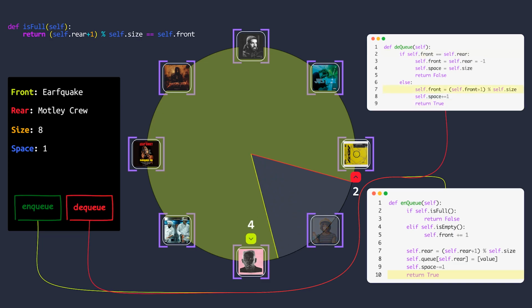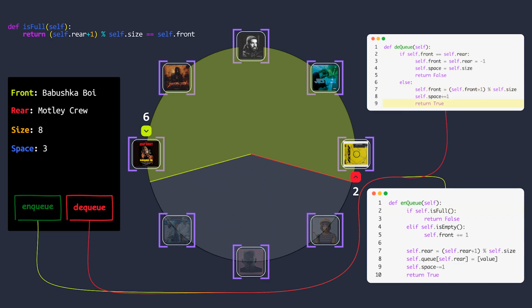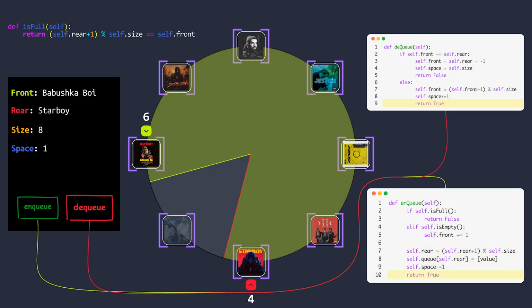Now, we also don't want our rear pointer to surpass our front pointer, since this would start overriding songs that we don't want to be overwritten. We do this with the isFull function. Here, it blocks the rear pointer from going any further because our queue is full.